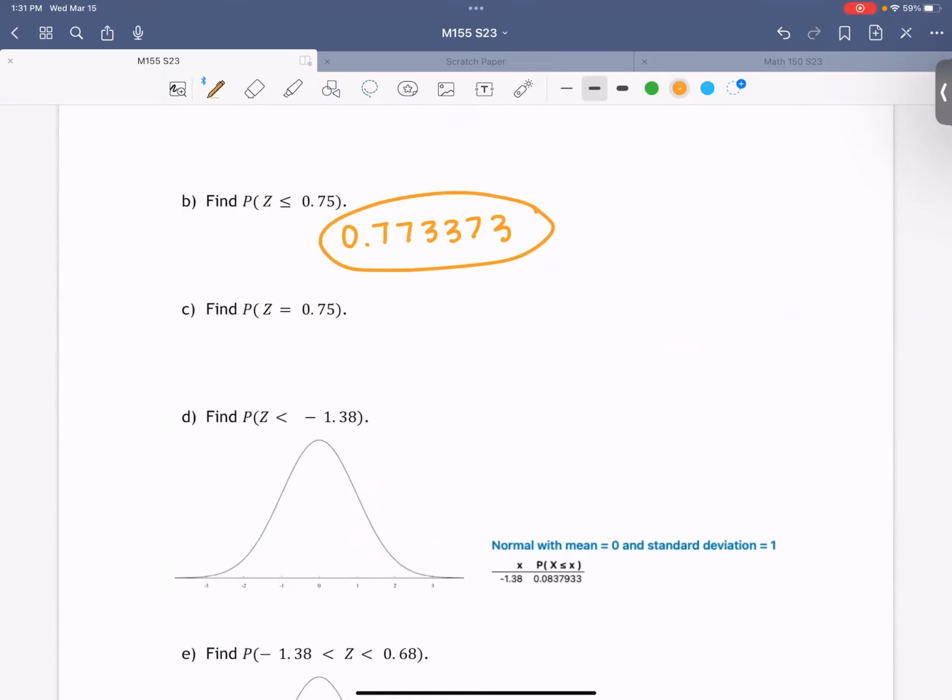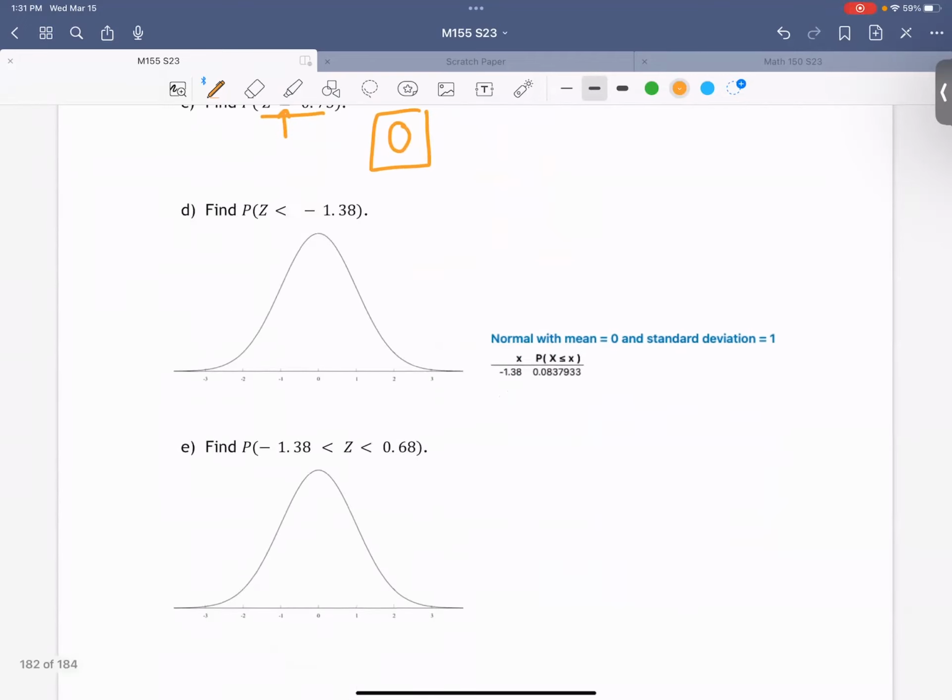All right, part C. This one asked me for an exact probability. I want to find the probability that Z is equal to 0.75. What do you think that probability is going to be? 0, right? Whenever you're asked for an equal to probability in this section, the answer is always going to be 0. That's it. All right, not too bad so far.